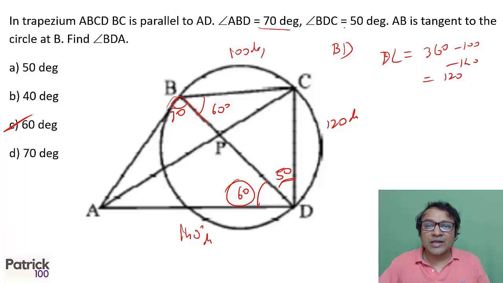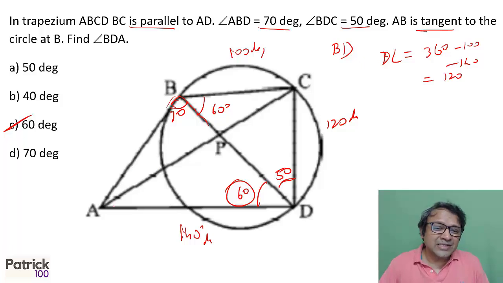So try to use whatever information is given to you. They are given 70 degree, they are given 50 degree, they are given parallel, and they are given tangent. So how can you use tangent? Okay, tangent is perpendicular to the radius. The other way is to use the radius. I can't use the radius out here. The other way of using tangent is tangent secant here.